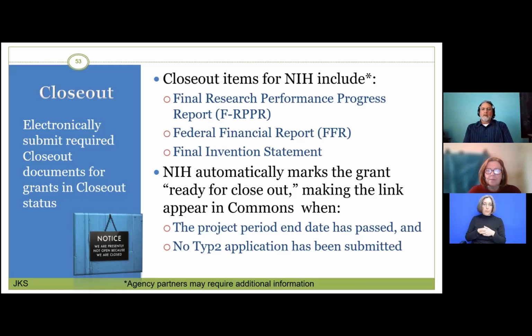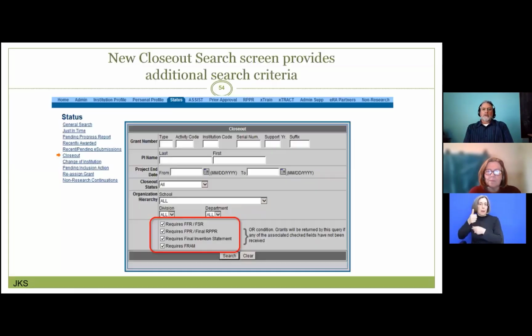We will mark your grant as ready for closeout when the project period end date has passed and you have not submitted a type 2 application to go ahead and get another segment. So those are kind of the criteria. Remember, we talked at the beginning that the signing official has a very robust search screen for status of stuff. You'll see that there's a specific screen for closeout, and that you can actually put in a bunch of different parameters as to what you want to look for in terms of your closeout of grants. And we'll go to the next one.